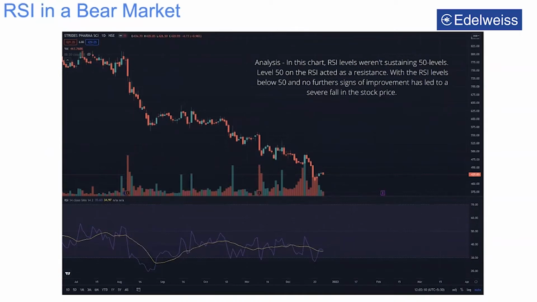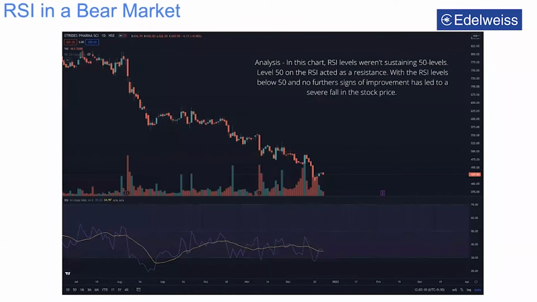So what is this? This is a classic example of Strides Pharma. The RSI levels were below 50 for quite some time, and they didn't even cross 50, and they were quite range bound between the levels of 10 to 40. So we can see that there was a severe fall in the price of the stock, from around 800 rupees down to just 400 rupees. So let's say there was a 50% reduction seen in the stock in that time, when there was no sort of momentum in RSI, no sort of actual buying seen in the market.